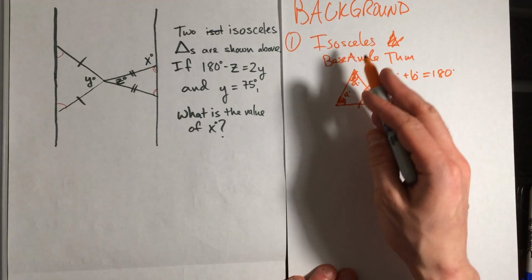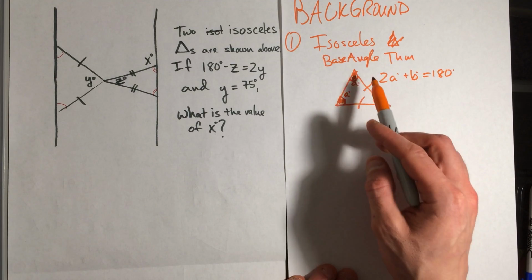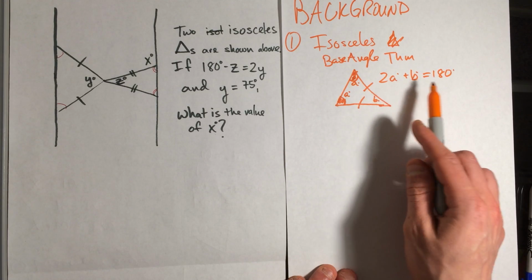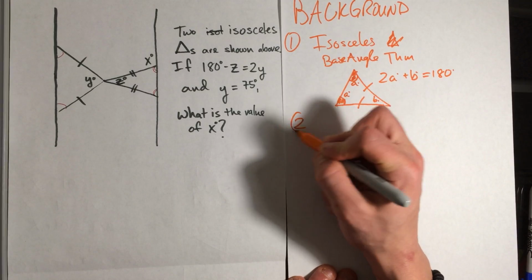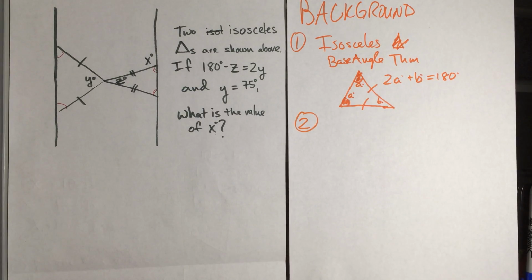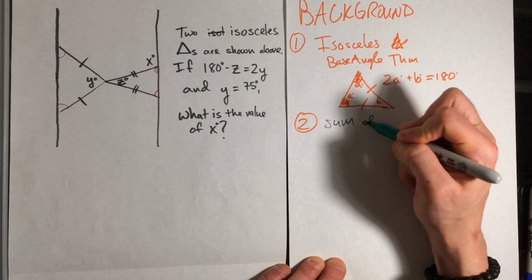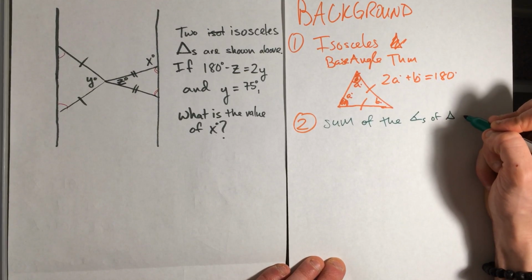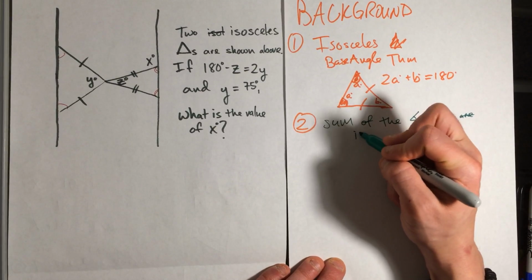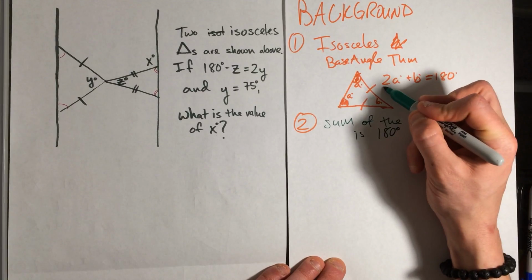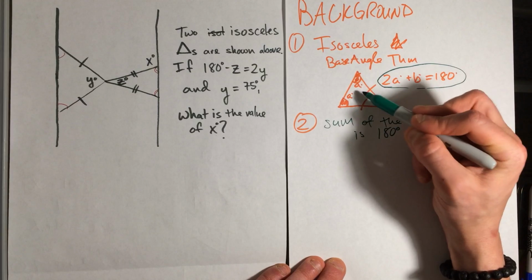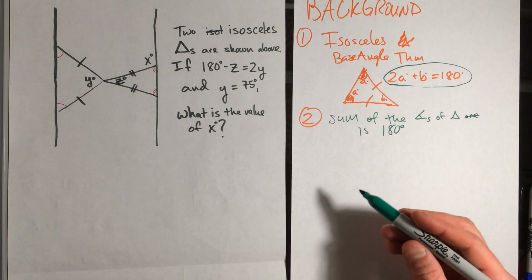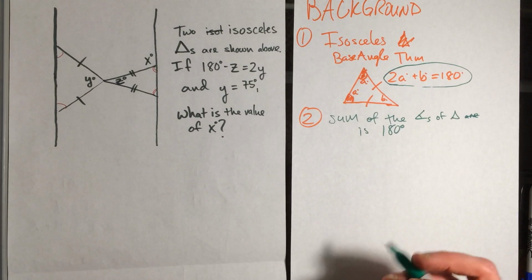This is the first bit of background you need to know. One, that isosceles triangles, through base angle theorem, tell us that if we have the same sides, we should have the same angles. And secondly, we need to know that the sum of the angles of a triangle is 180 degrees. And that's how we make this next equation. So basically, if these two angles are the same, we can just put 2 times A plus B equals 180 degrees. And that gets us started on how to attack this problem.